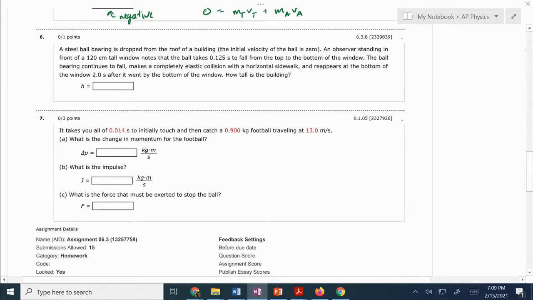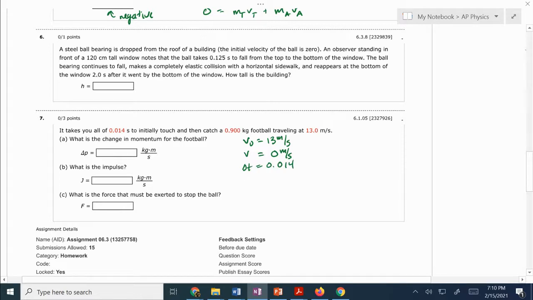So last problem here. Let's see here. It takes you 0.014 seconds to initially touch and catch a 0.9 kilogram ball traveling at 13 meters per second. So we know our initial velocity is 13 meters per second. Our final velocity would be 0, right? Because it's catching it. And we know our delta t is 0.014.